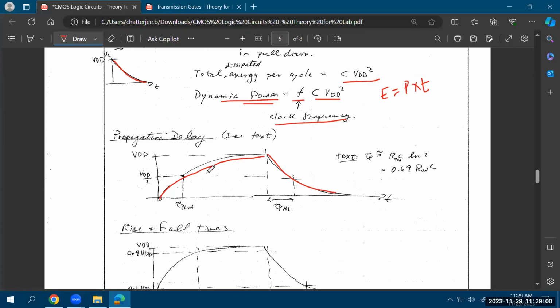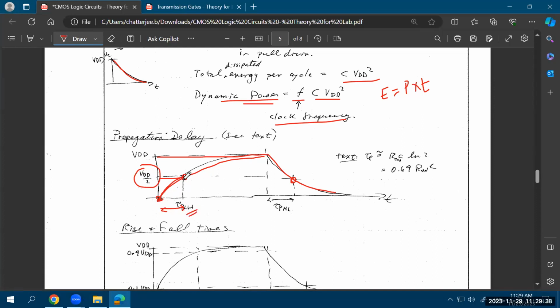The propagation delay, in this case, is defined as the time taken for the output to rise from 0 to, let's say, 50% of the highest value. And while discharging, this is 50% of the lowest value. So if this is VDD, the point when it reaches 50% of the maximum, or VDD over 2, the time taken from 0 voltage. So at this point it was 0, at this point it is VDD over 2. The time taken to reach VDD over 2 is called the propagation time for low to high.